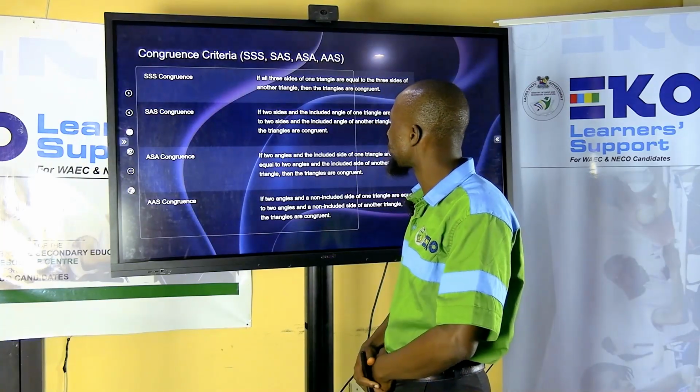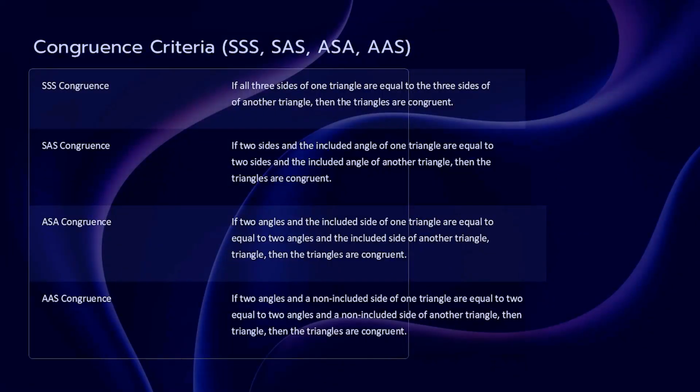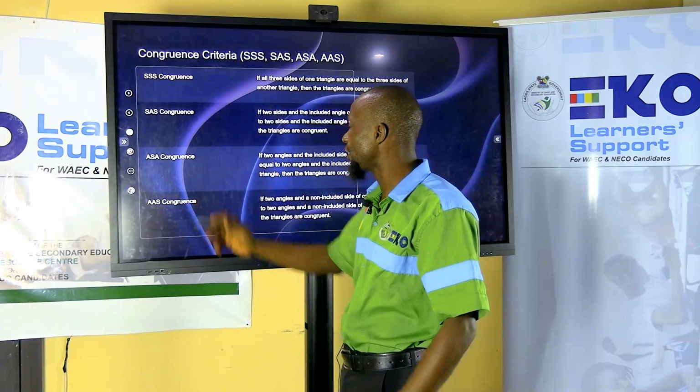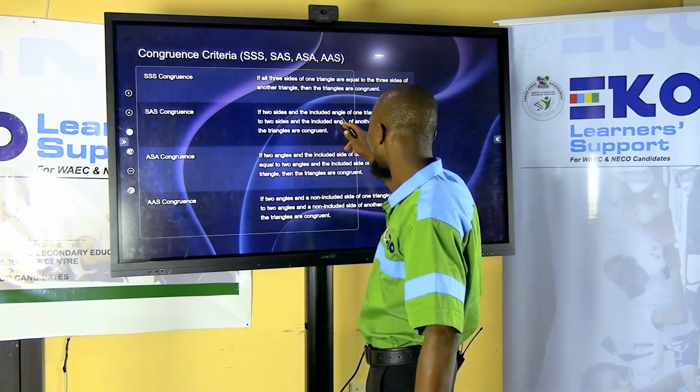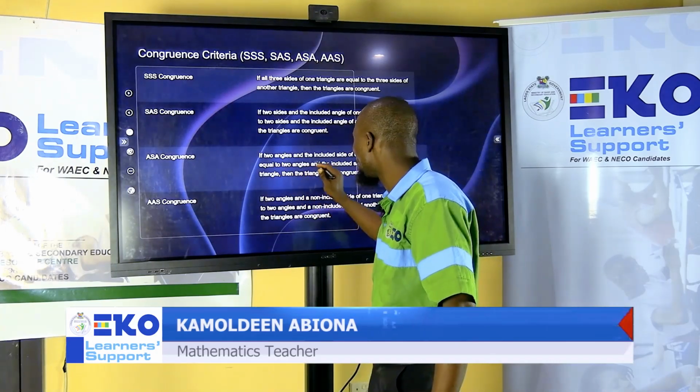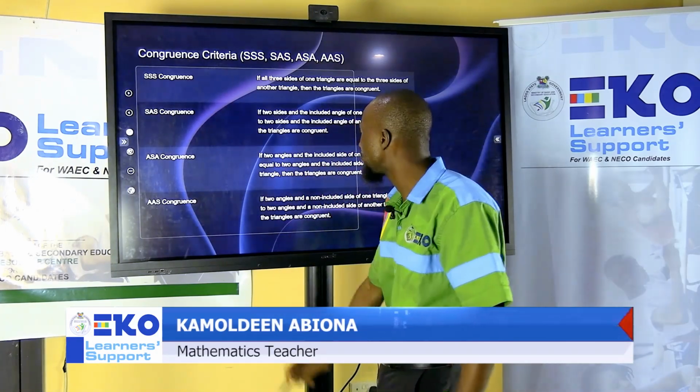So in this case, the summary is that when we have SSS congruence, if all three sides of one triangle are equal to the three sides of another triangle, then the triangles are congruent. It's just a summary of what we have done before. Then when we have SAS congruence, if two sides and the included angle of one triangle are equal to two sides and the included angle of another triangle, then the triangles are congruent. We have done that.